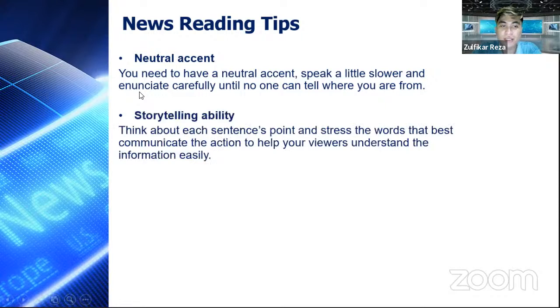Okay, so the second tip is you need to have storytelling ability. So basically, you have to know each sentence's point, and you have to stress the words that best communicate the action to help your viewers understand the information easily. Because tones and word stresses are very important when we're telling the news or even when we're telling a story, right? So we need to watch our tone. We need to know when to stress the words, and we have to know what's the point of each sentence. So that's the second tip.